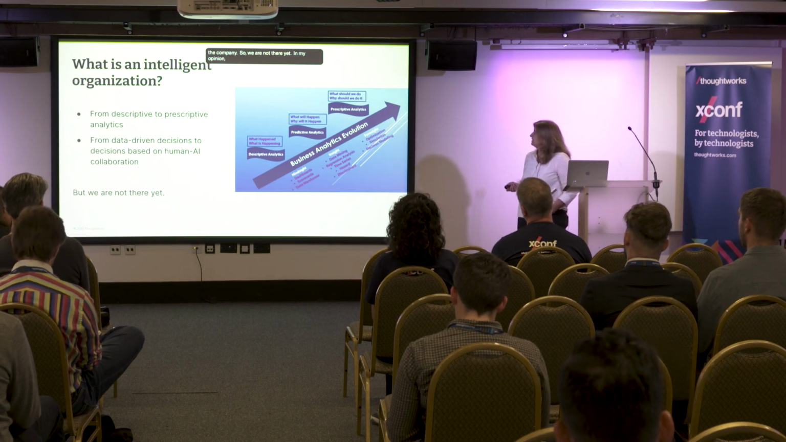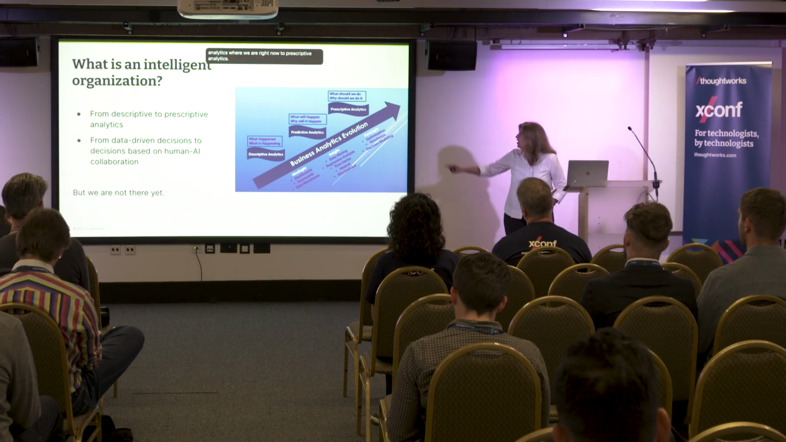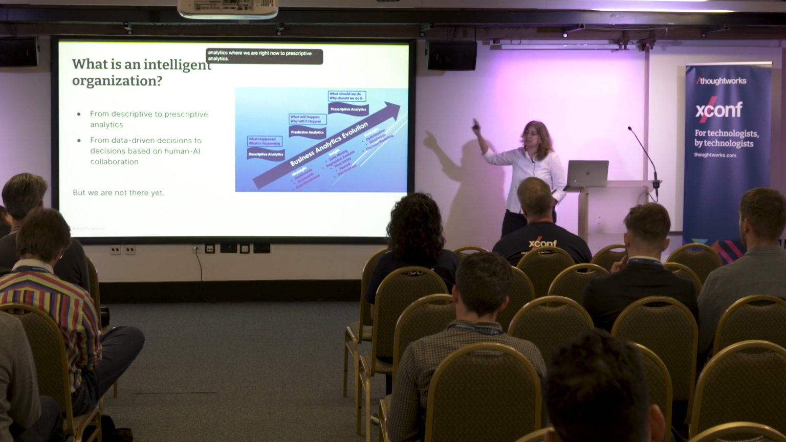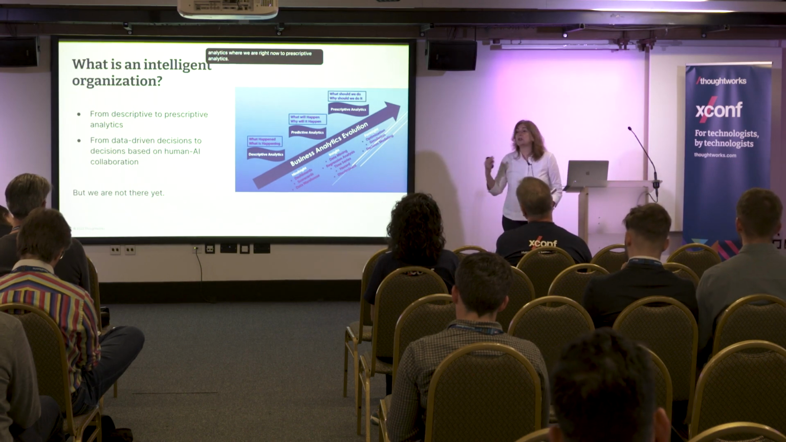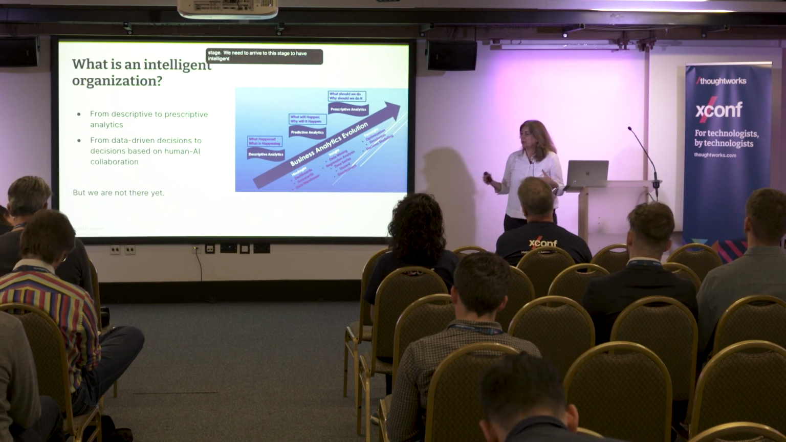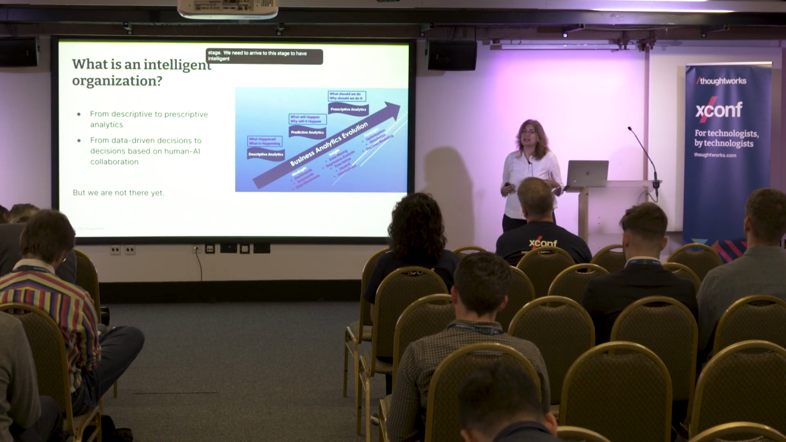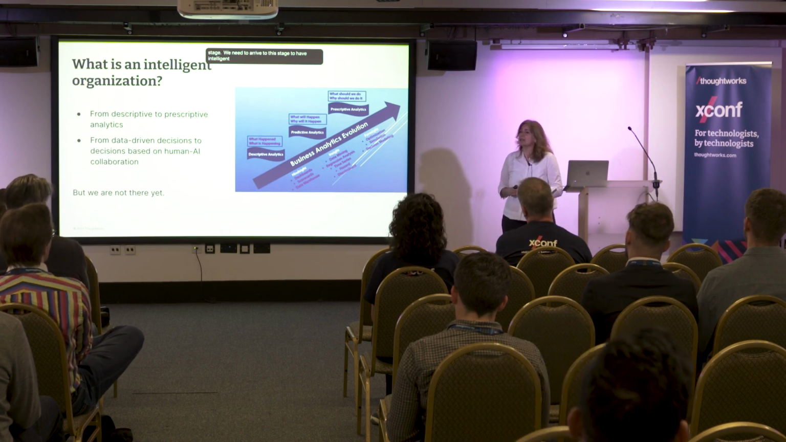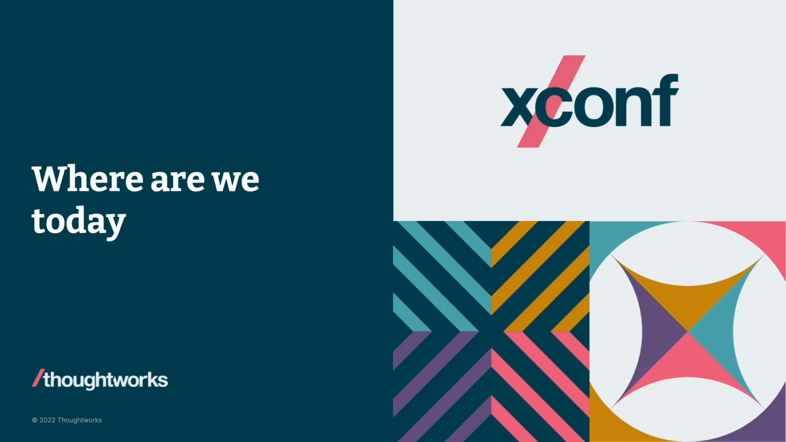And for me, the intelligent organization is here in the third stage. We need to arrive at this stage to have intelligent organizations where the decisions are taken between humans and artificial intelligence in an agile way. Agility here is the key. So we are not there yet, so where are we?